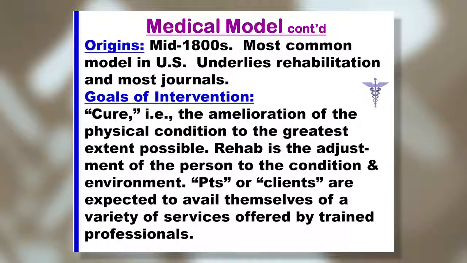The origin is in the mid-1800s. This is by far the most common model in the United States, and it's the model that underlies most of the medical journals or the rehabilitation journals. The goal of intervention is cure, but since you can't cure the disability, what you're trying to do is ameliorate the physical condition to the greatest extent possible. So rehab is the adjustment of the person to the condition. And these patients or clients are expected to avail themselves of a variety of services offered by trained professionals. So you are the helpee in a variety of different venues.